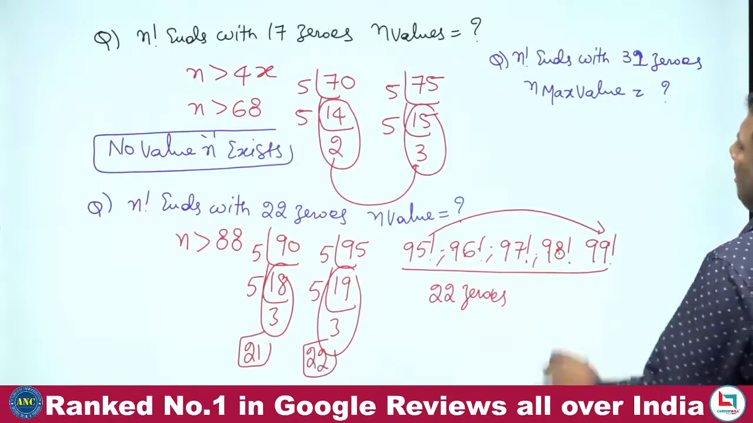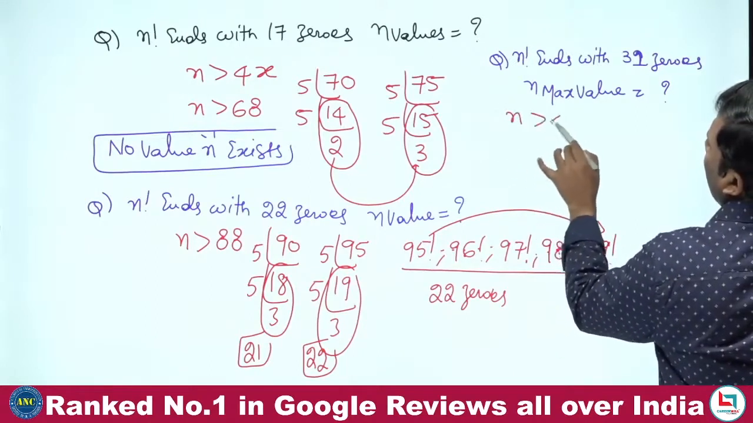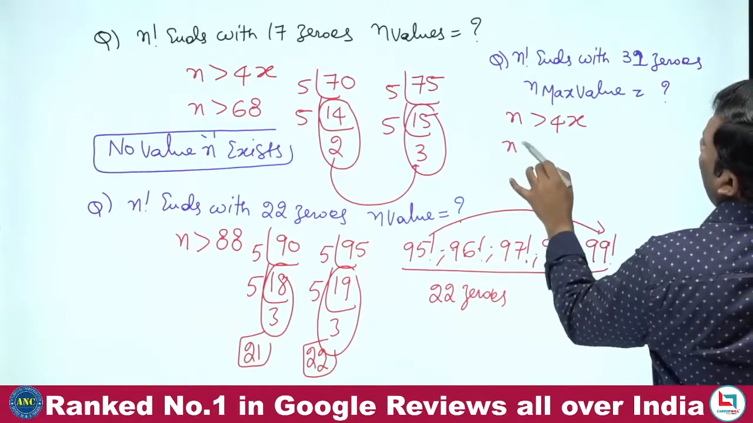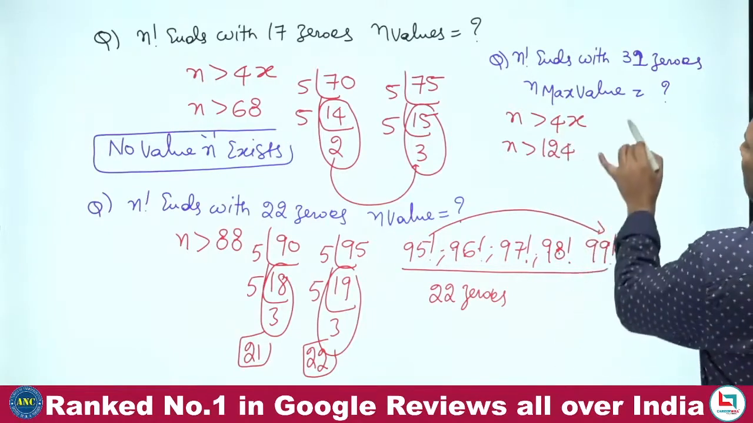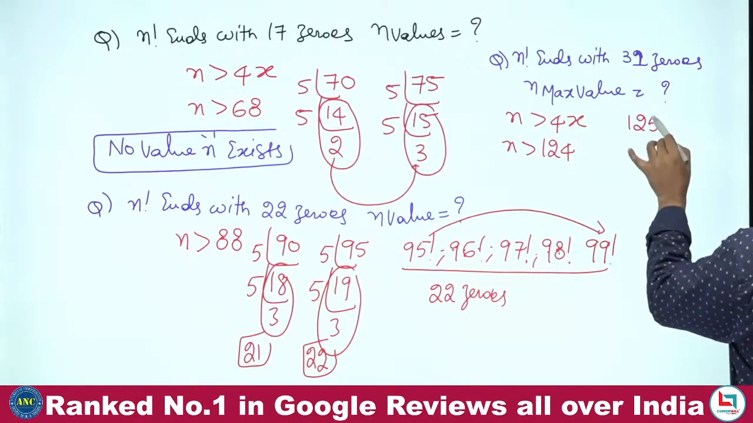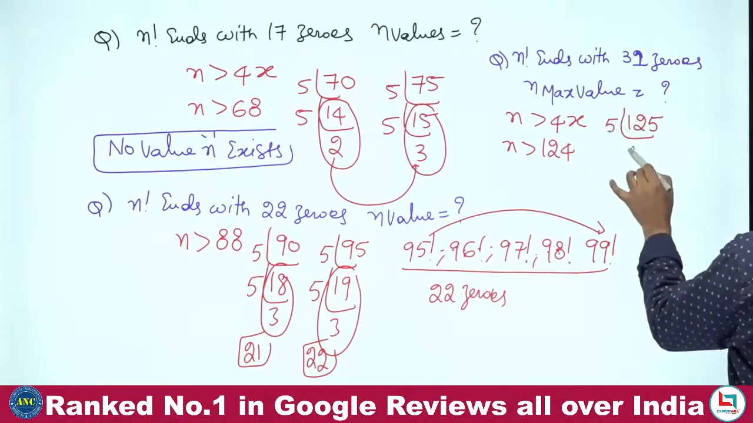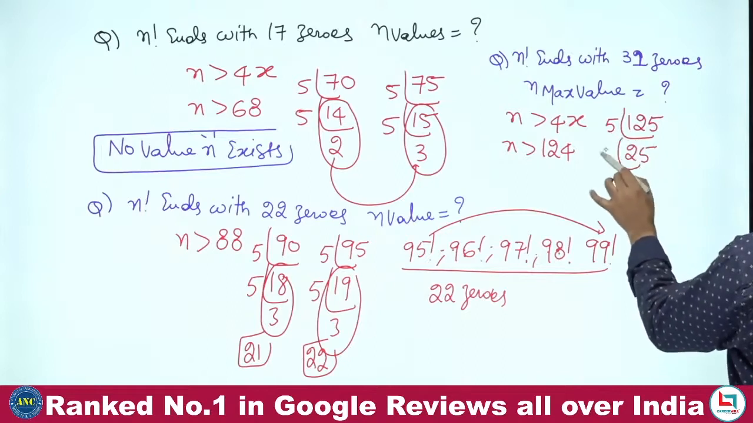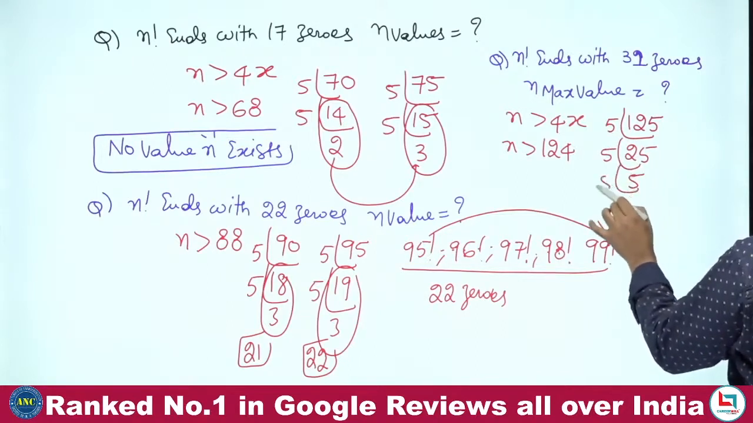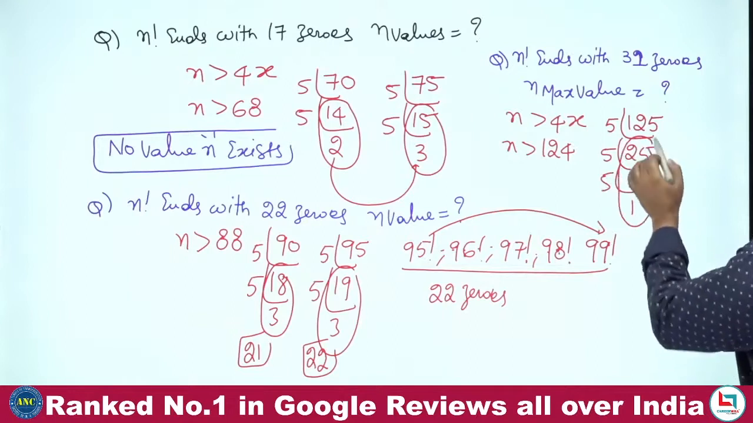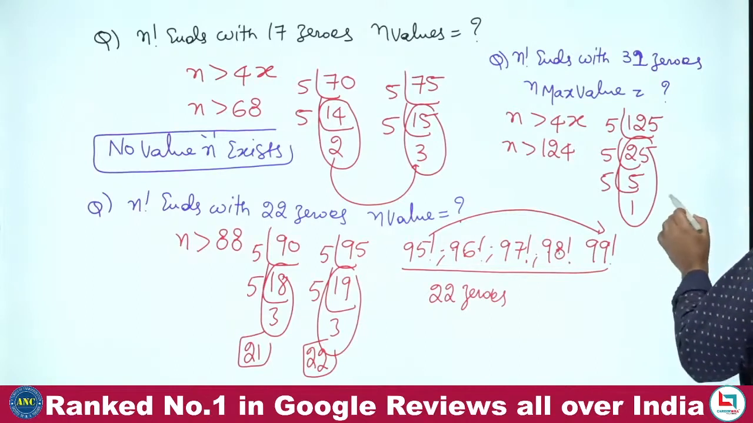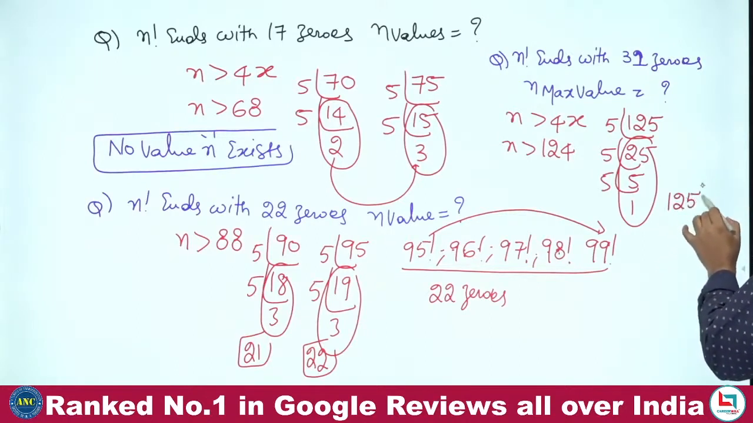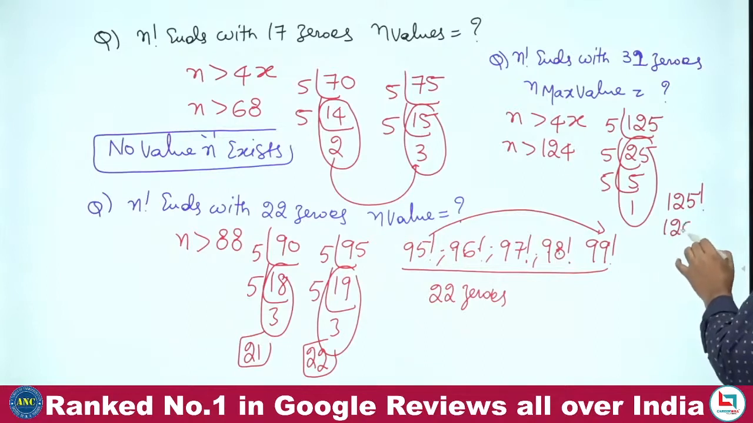Let us see here. N is greater than 4x. N is greater than 4 into 31, which is 124. What is the multiple of 5 just greater than 124? 125. 5 25s are 125, 5 5s are 25, 5 1s are 5, 25 plus 5 plus 1, 31 zeros. 125 factorial will have 31 zeros.